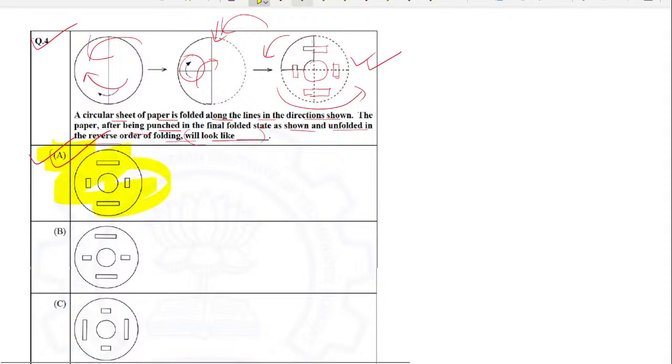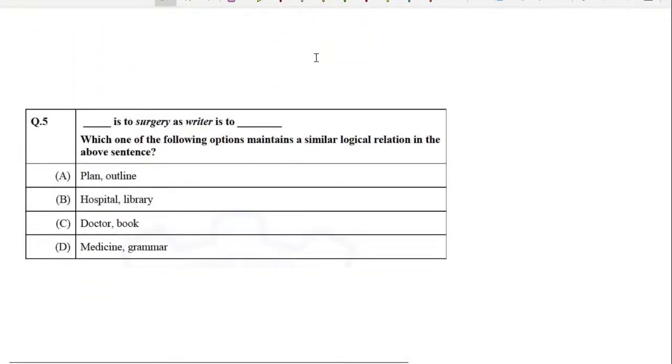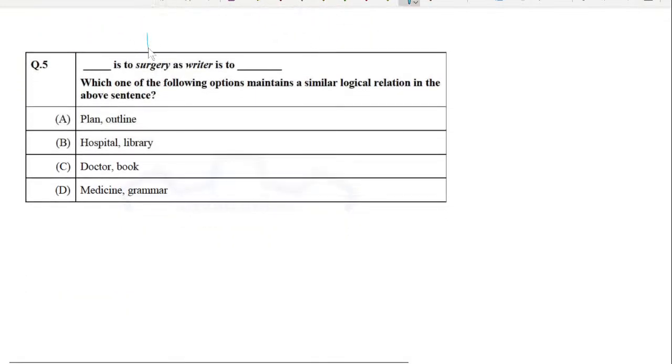Now we go to the next question, question number 5. This question is also from the English section, again from English. The question says that dash is to surgery as the writer is to dash. Which of the following options maintains a similar logical relation as the above sentence? We have to find the logical relation from the options below.